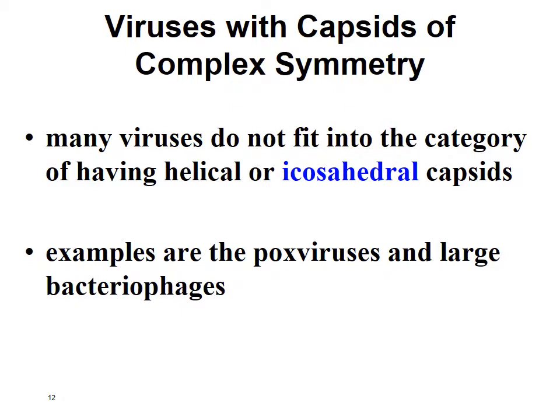Now, although most viruses have either the icosahedral or the helical capsids, many viruses don't fit into either category. And this is the third type of capsid symmetry called complex symmetry. The pox viruses and the large bacteriophages are two important examples.